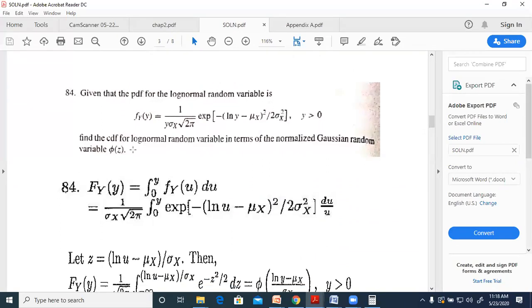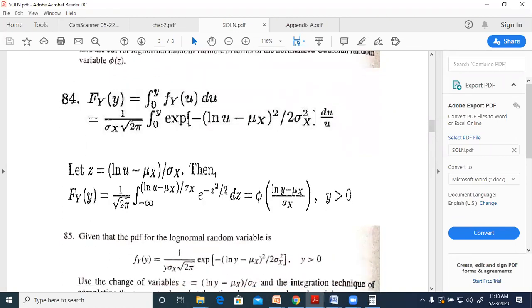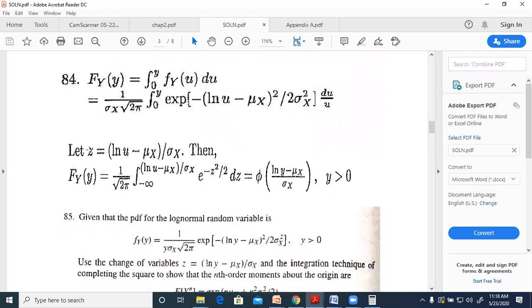Similarly, problem 84. Given that the PDF for the log normal random variable is this, find the CDF for the log normal random variable in terms of the normalized Gaussian CDF phi of z. So we are given this. F_Y(y) is the integral of whatever is given to us over here, and that turns out to be this quantity. Having written that, you just need to substitute z equal to (ln u minus mu x) by sigma x, and hence we will get this quantity.